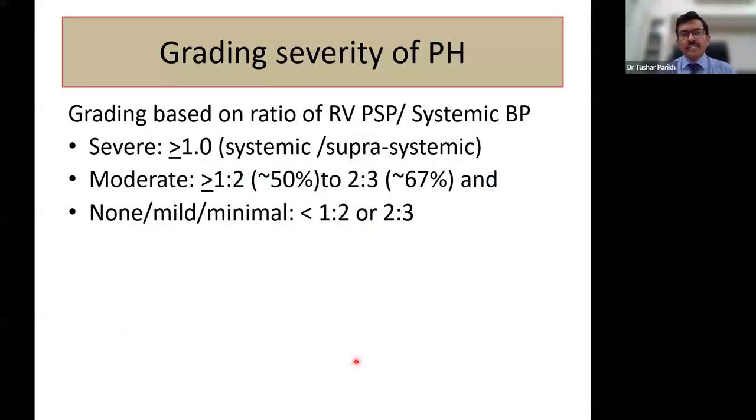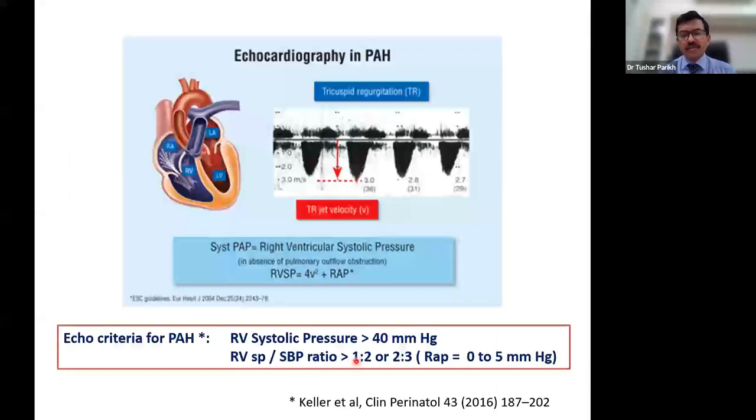So how to grade the severity? Now again, the problem comes. Suppose you are dealing with a full-term baby: right ventricular systolic pressure between 25 to 40 is mild, 40 to 60 is moderate, and more than 60 is severe. Or if you look at the gradient-wise, if it is subsystemic, it is mild. If it is equal to systemic, it is moderate. And if it is suprasystemic, it is severe pulmonary hypertension.